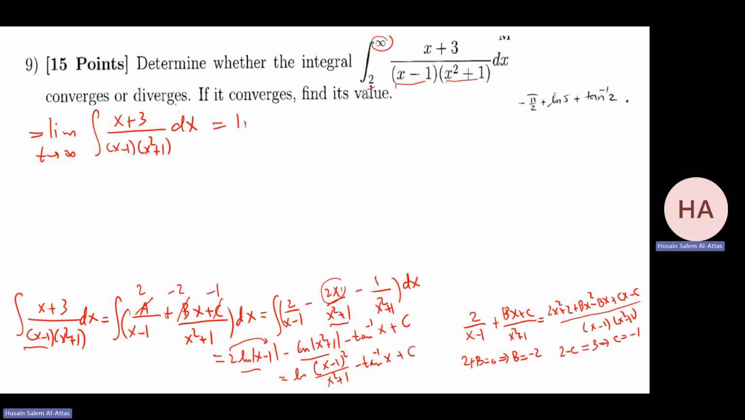Okay, so this will be limit t goes to infinity from where to where? From 2 to t. Okay, of what? Of ln (x minus 1) squared over x squared plus 1. That will be x squared. X squared will not make a difference, but this is x squared minus 2x plus 1, minus tan inverse of x. And that from 2 to t.